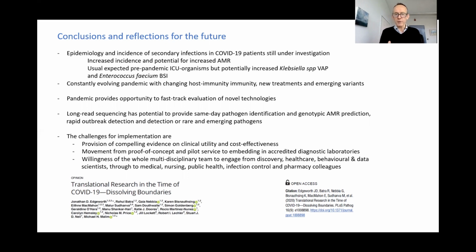And we wrote this piece at the bottom about how you dissolve boundaries between professions and specialties to try and help translational research, so you can get this team ethos together, get novel technologies into service. We felt that was one of the main challenges and one of the main opportunities that COVID-19 gave to bring us all together. So thank you.